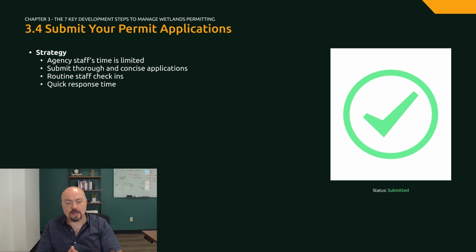The basic strategy for completing applications is to understand that agency staff have limited time and typically a stack of applications to review. The more clear, complete, and concise your application is, the faster it will be reviewed and approved. You should also make sure that you check in with staff at least once a month and do not expect them to reach back out to you.